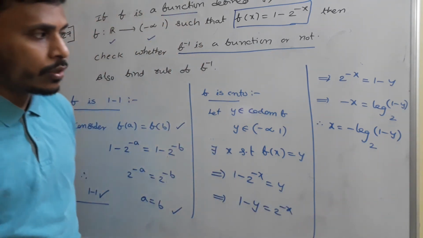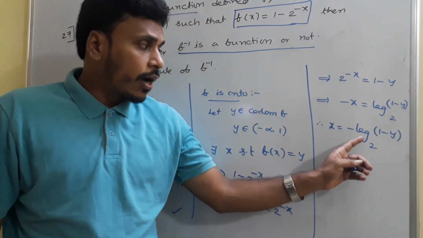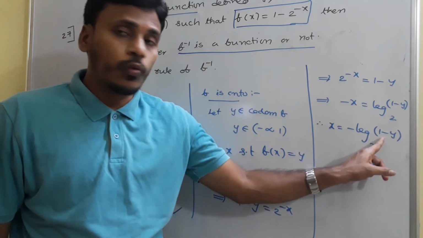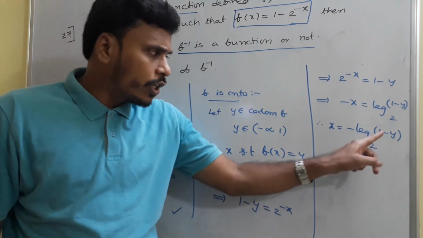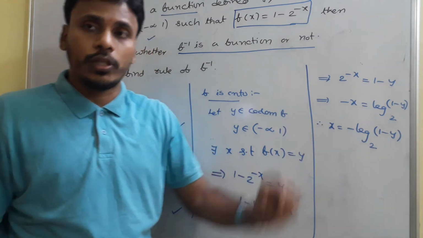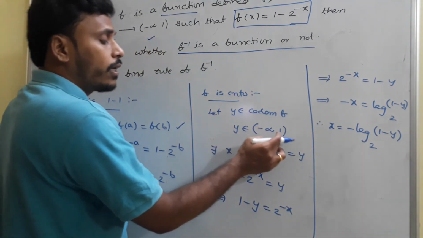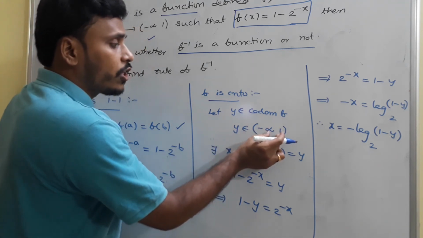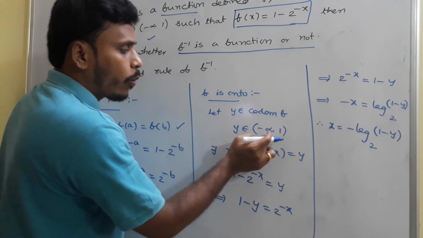So, just have a look. This is a logarithm. A logarithm exists only if this 1 minus y is positive. Whether it is positive or not, you need to think. See, y is an element from minus infinity to 1, in the sense y is in this region. y is less than 1.